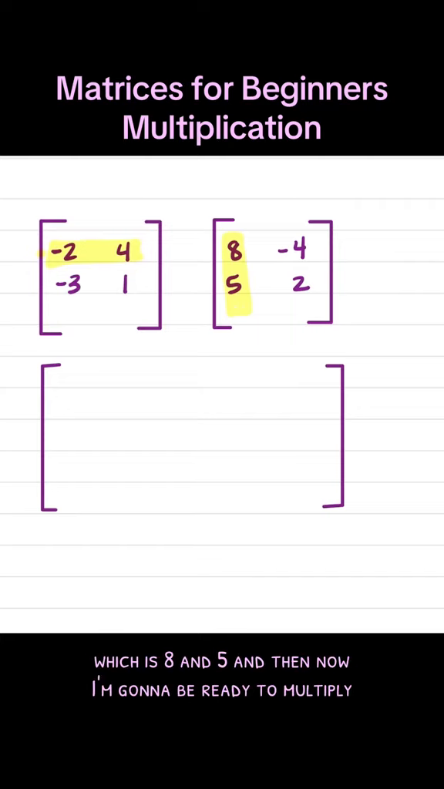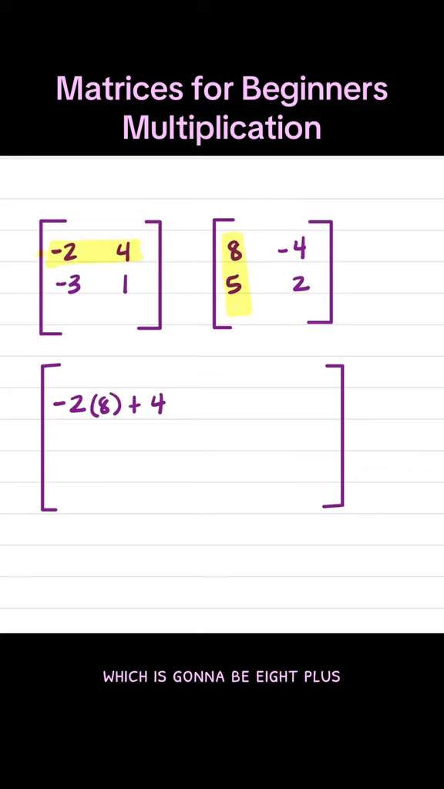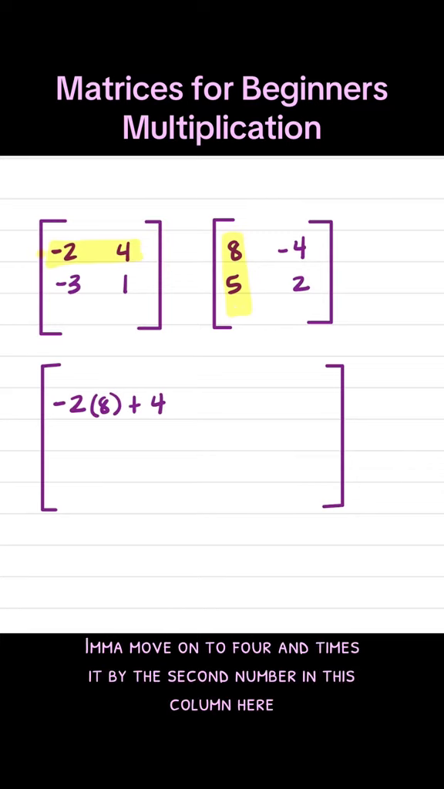So I'm going to have -2 times the very first number in that column, which is going to be 8. Plus, I'm going to move on to 4 and times it by the second number in this column here, which is going to be 5.